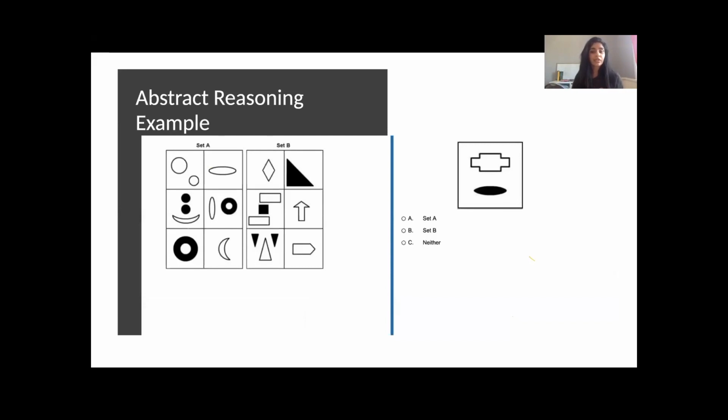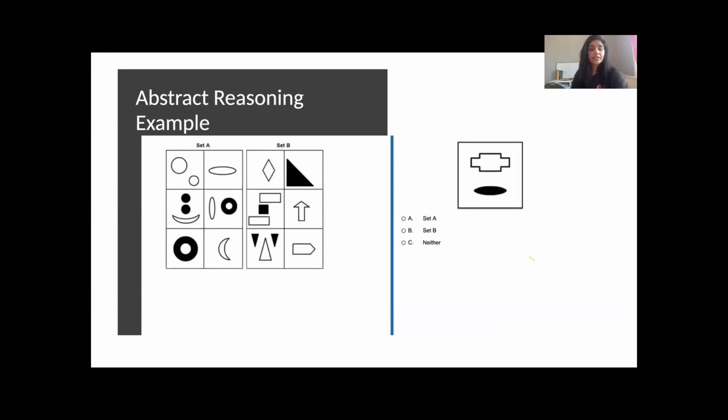And it's really good to think of a mnemonic that includes shape, color, angles, numbers, symmetry, and dependence of shapes. Those are just some really common things that will be the pattern. So if we have a look at this question, we'll look at the type of shape first. And really quickly in this question, you can see that in set A, all of the shapes have curved edges.